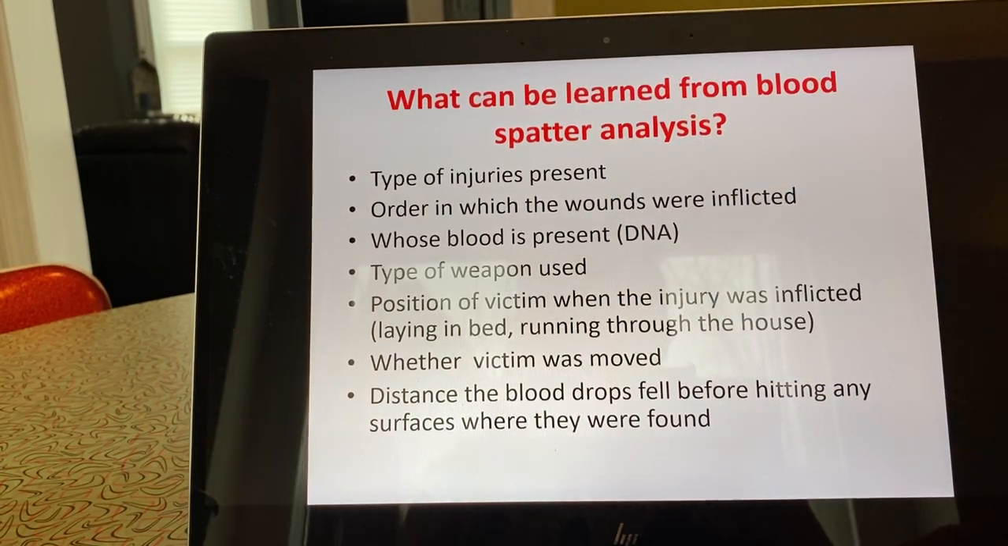So the type of injuries, now most of the time you're going to have a body present, but let's say that the person was still alive and so EMS has removed that victim to get them to the hospital. Even when you look at the blood spatter, you can potentially tell what type of injuries would be present and what type of weapon was used. So blood spatter can show you the difference between a sharp force weapon, like a knife, a screwdriver, or something like that, versus a blunt force weapon, like a baseball bat, a chunk of firewood. So the pattern will show you the difference. The order in which the wounds were inflicted, you can potentially tell that because the blood patterns will be layered on top of each other.